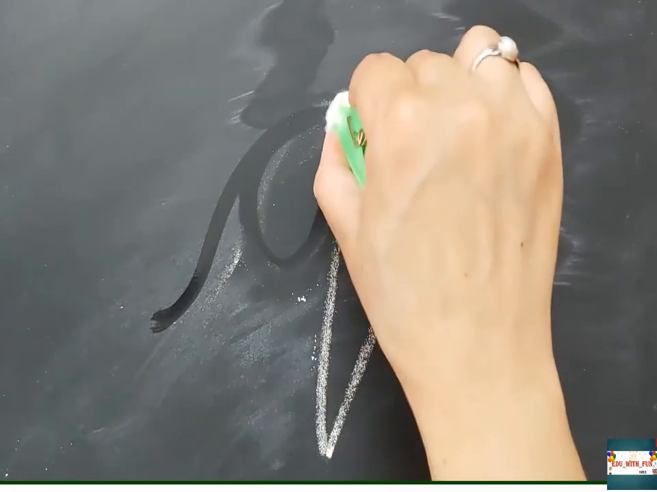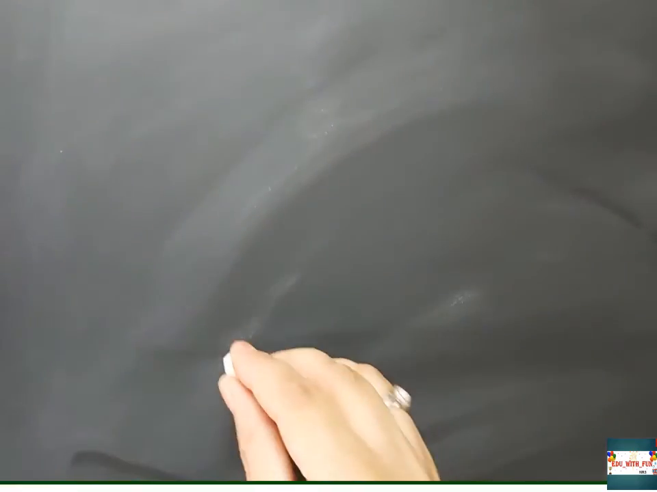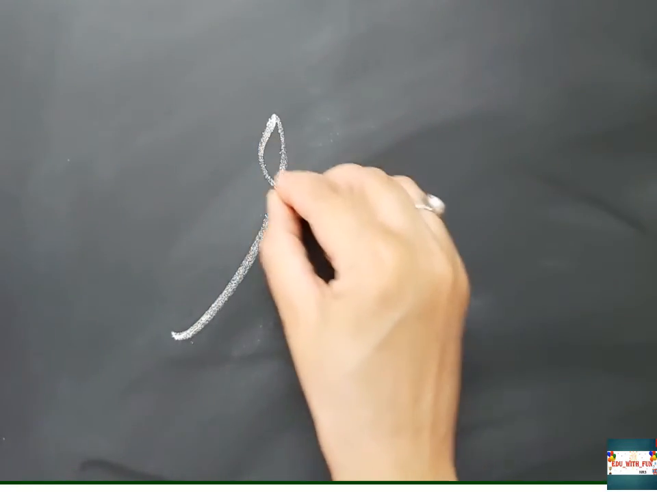So now here it's letter Q, small letter Q. It is also simple. That's it. Teach the child the formation.